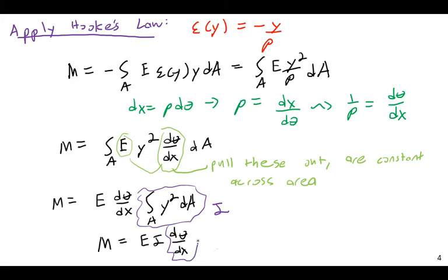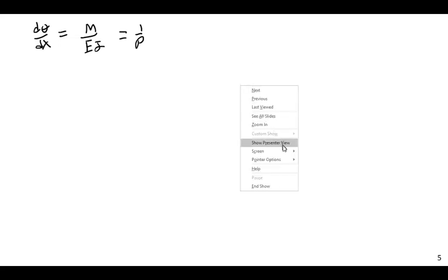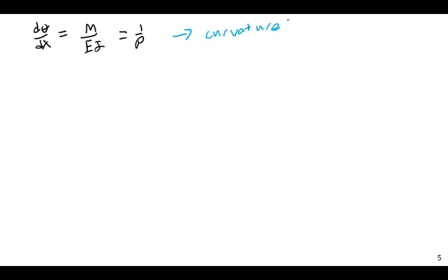But we're getting closer to something useful. And this is 1 over rho. So we're almost to something useful. And then I can use the relationship that d theta over dx is equal to M over EI, and this equals 1 over rho. And what actually is 1 over rho? 1 over rho is something special. It is the curvature at a point.